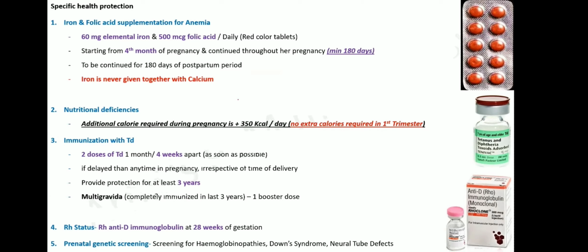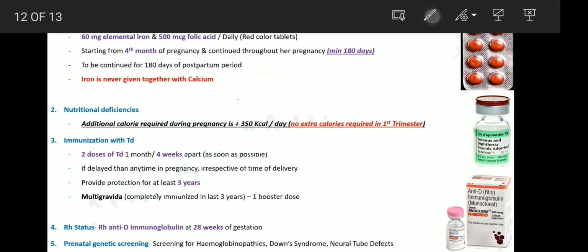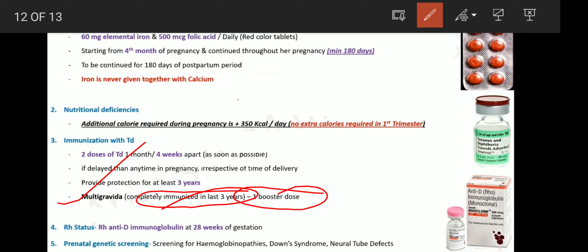Whereas in cases of multigravidas who are completely immunized in the last 3 years, one booster dose will suffice. When such a booster dose has been given, whatever is necessary will be covered for the subsequent pregnancies during the next 5 years. So one booster dose has to be given.